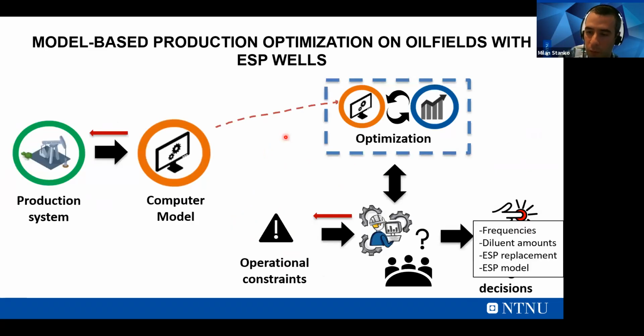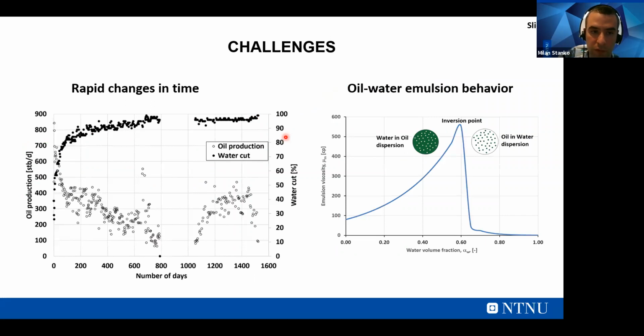Then what do we do with this model, with this optimization? Well, we want to get, for example, set frequencies. How do we set frequencies in the different pumps? Or how much diluent do we inject in each pump? Or when, for example, the ESP is not good anymore for that application, so we need to change it, or go to a different model, or change the number of stages. These could be some of the things.